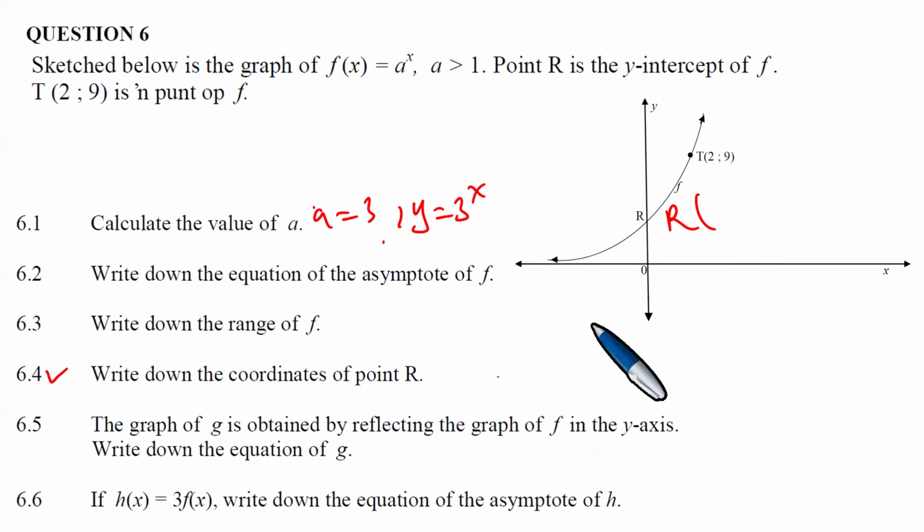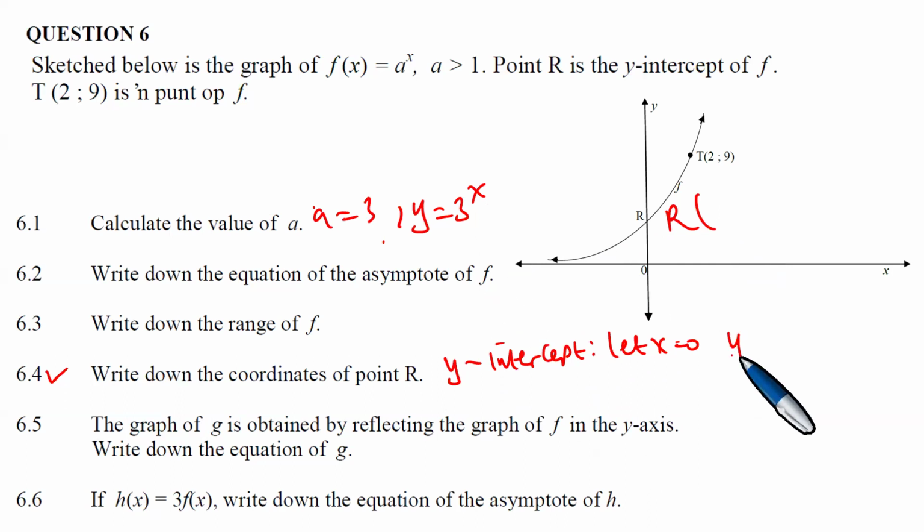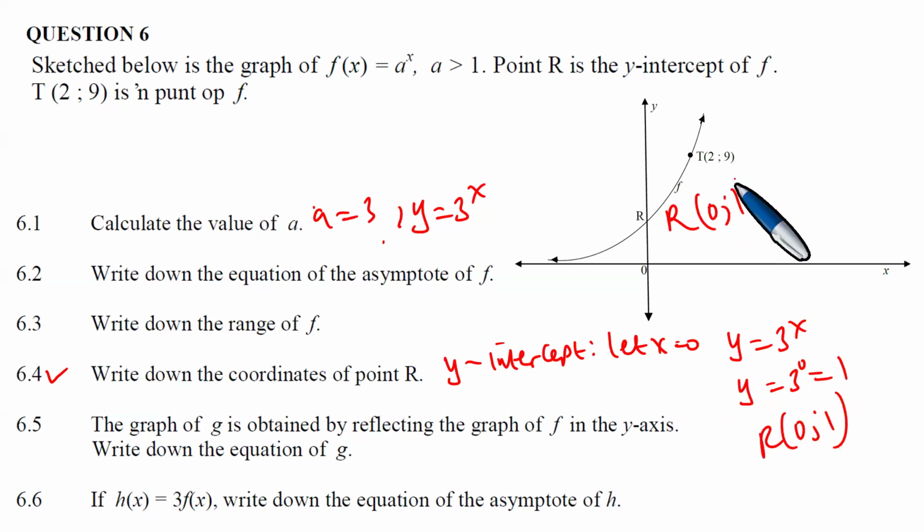Now to find the coordinates of R, this is the y-intercept. To get the y-intercept, you let x be 0. If you let x be 0 in the function 3 to the power x, you have 3 to the power 0, which is 1. So the coordinates of R are exactly x is 0 and y is 1.